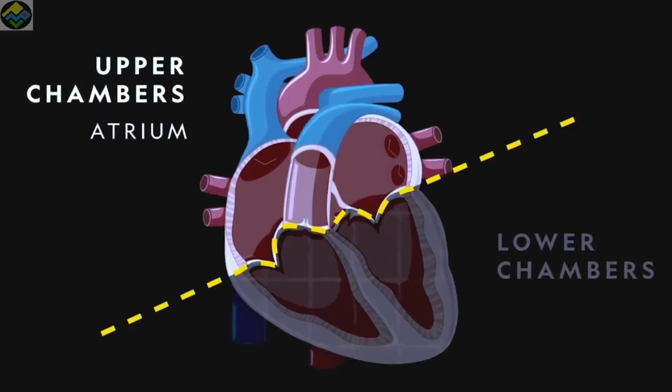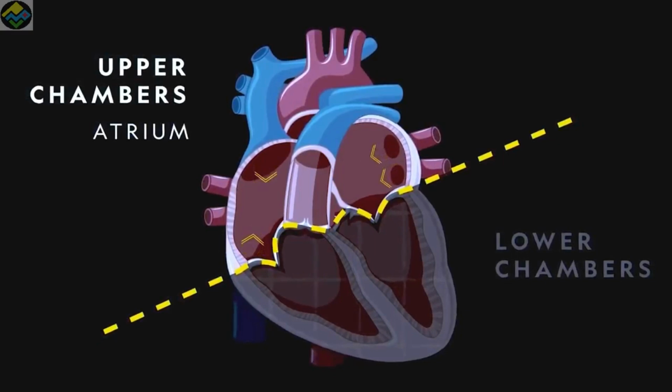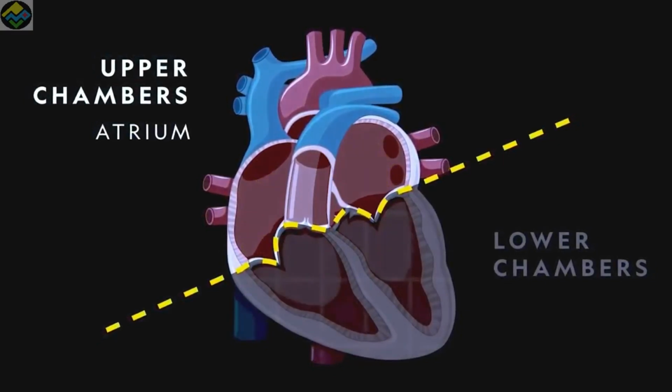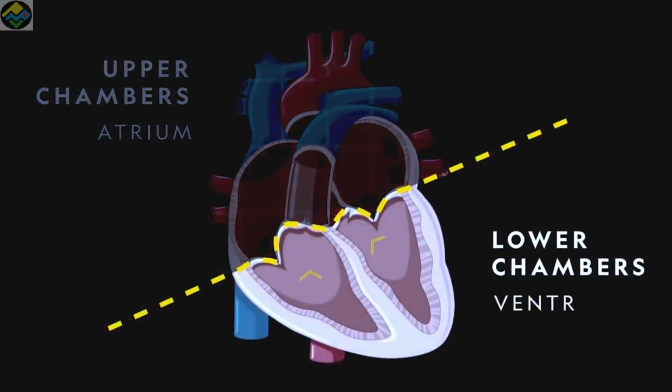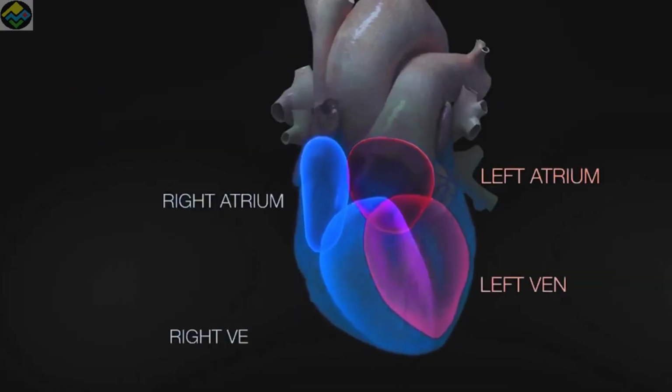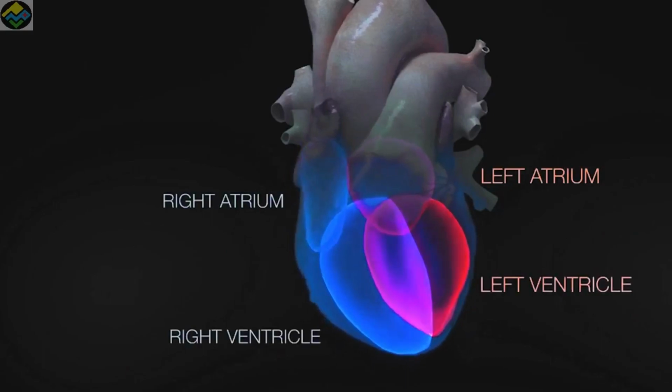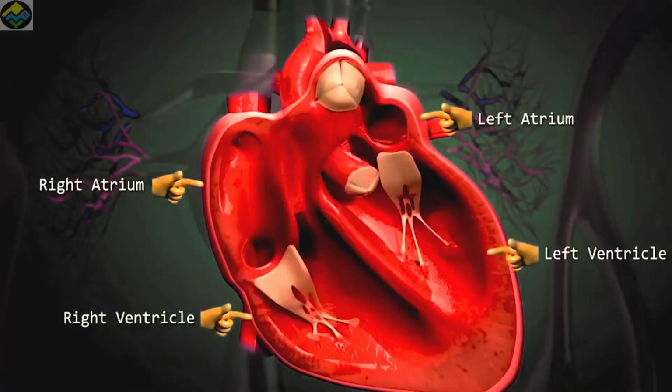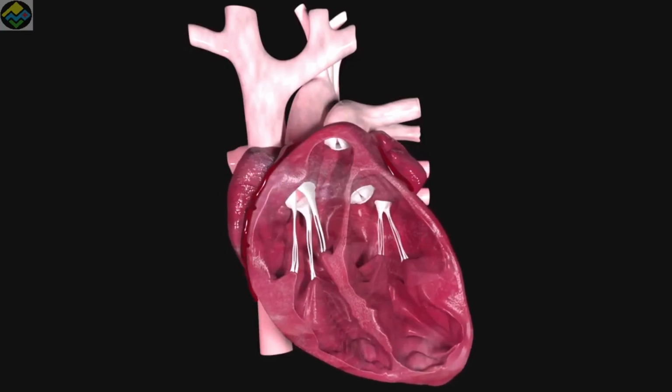Each side of our heart is further divided into two chambers. These are the upper chambers present at the top, and these are the lower chambers present at the bottom. Upper chambers are called atria, and the lower chambers are called ventricles. The total chambers of our heart are 4. These are the main parts of our heart.